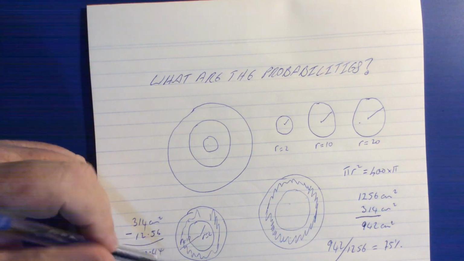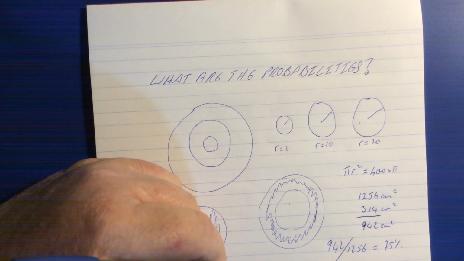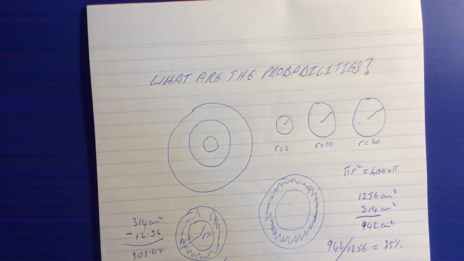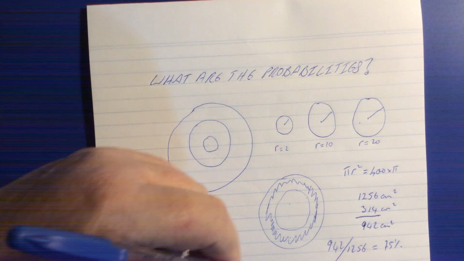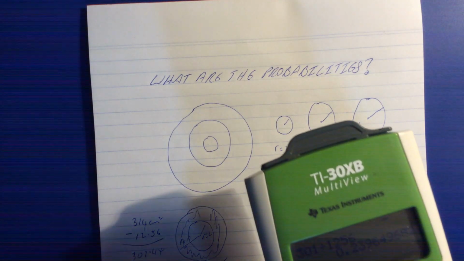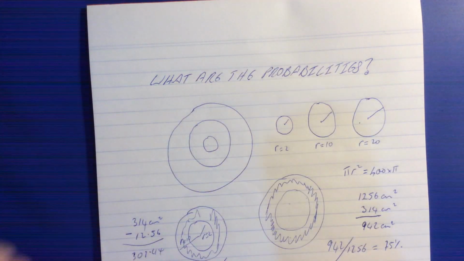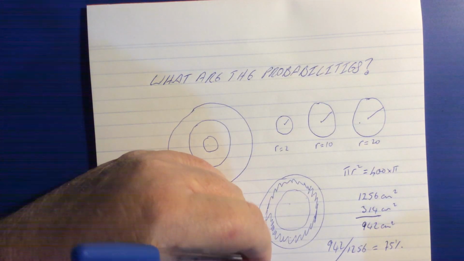Now, what is the probability of hitting that? Well, it is 301 out of 1256, out of the total surface area of the object. So what is that as a percentage? 301 divided by 1256. It's about 24%. There we are. You can see that 0.239. We'll call it 24%.